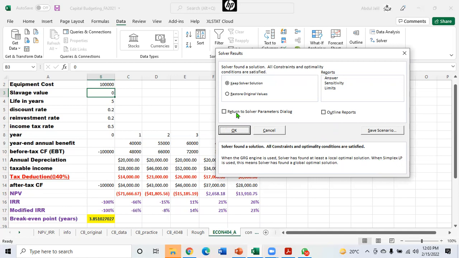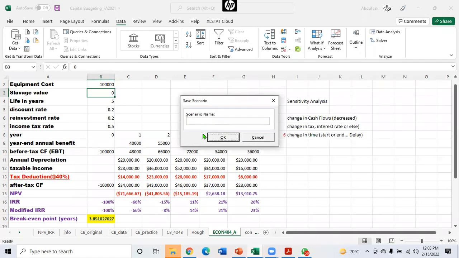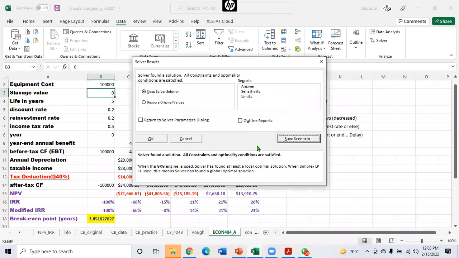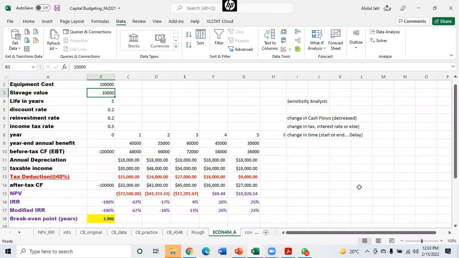So we are just applying this solver. Therefore, you can save your scenarios for any situation. So I'm just going to come back to the original situation. I just gave you the hint about how different kinds of values you can take and observe the impact of these values on your solver.